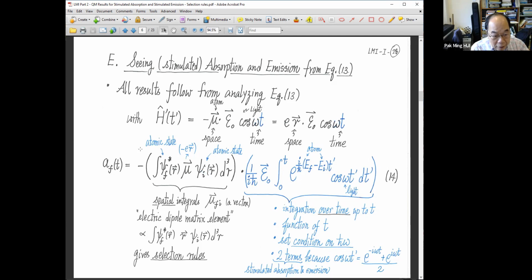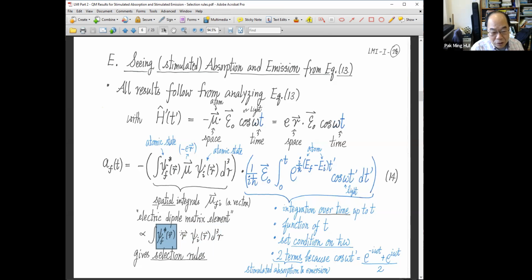And this spatial times temporal integral, this form of writing the result out is particularly illuminating. Here we see that it has to do with a particular integral of the atom. We have some initial state, position of the electron in the atom, some final state. So for example, hydrogen, we can look up what these wave functions are and then try to do this integral.